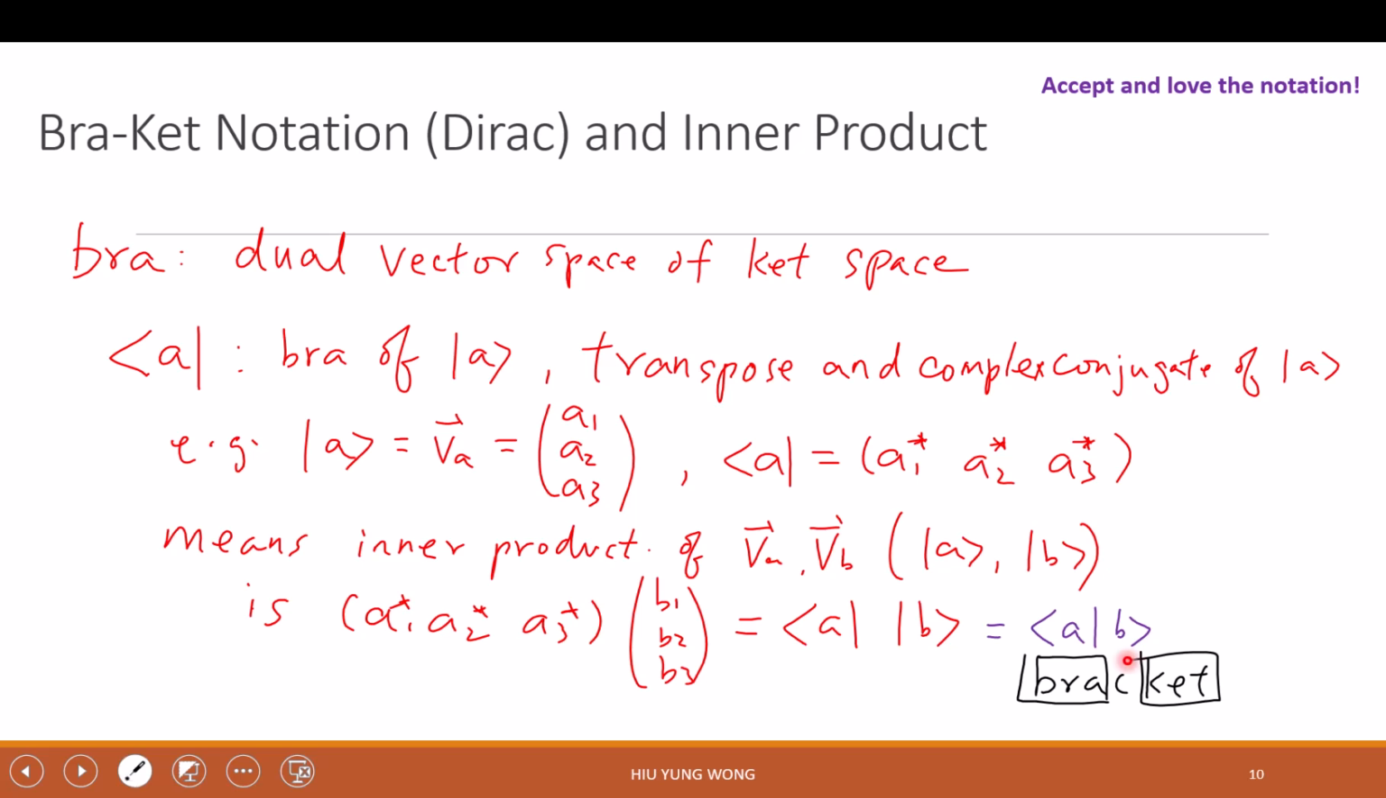Do not forget, although we keep saying that bra is the transpose and complex conjugate of cat, cat is also the transpose and complex conjugate of bra, because when you take a transpose and complex conjugate of this one, you will get back the cat version, right? Because these two complex conjugates will be gone, right?